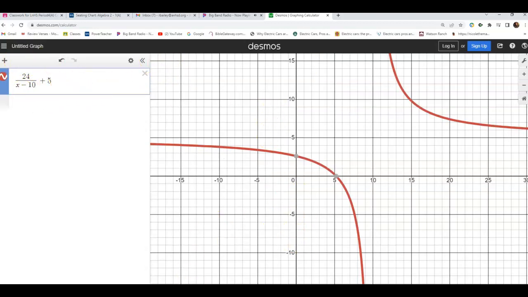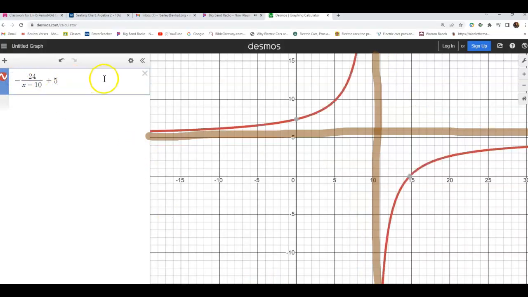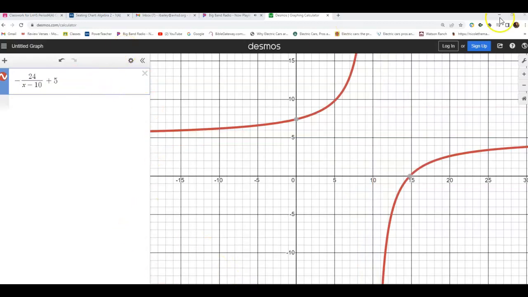So now not only has the horizontal asymptote been shifted up to 5, but the vertical asymptote has been shifted over to the right 10 spaces. One final change I could make is to put a negative in front of this whole fraction. That'll flip the graph upside down, so it looks like that. Those are our transformations that we learned a little while ago.